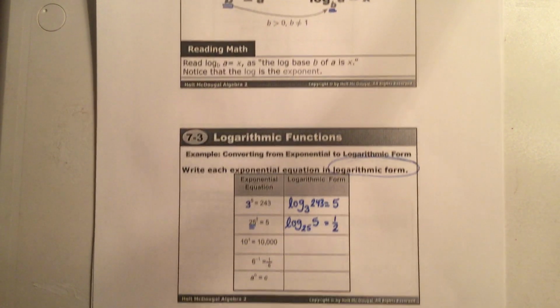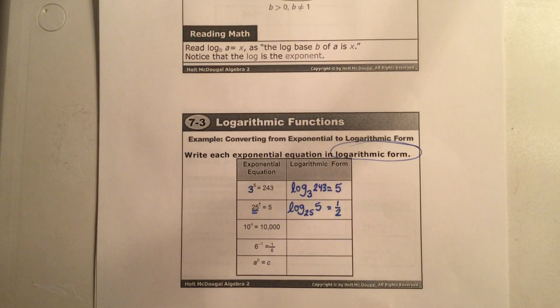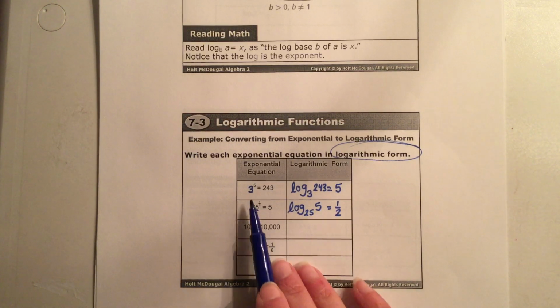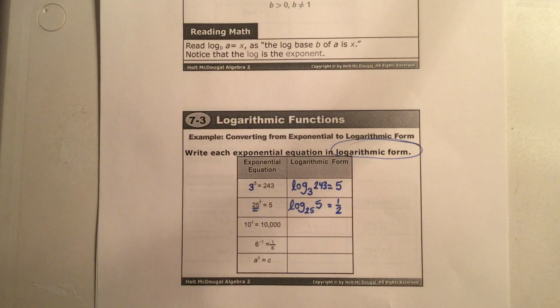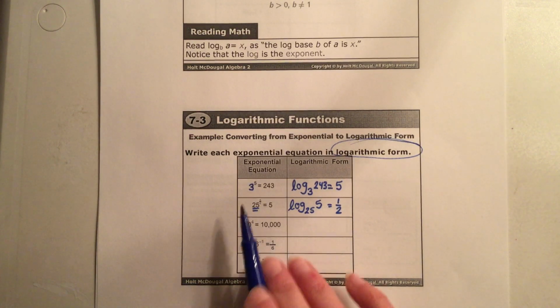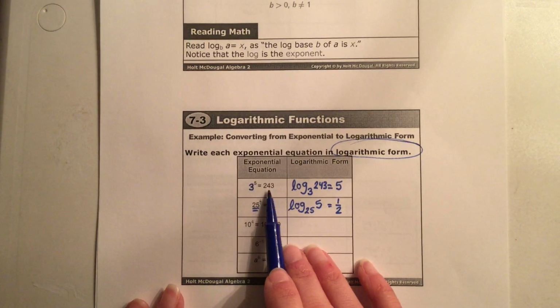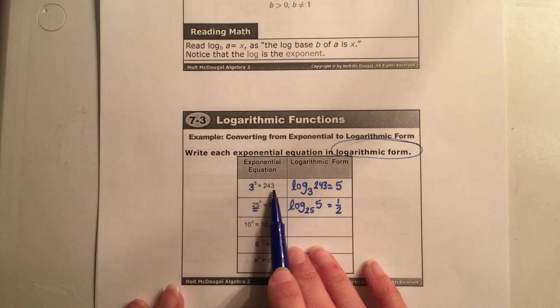So the first few I have done for you. When I printed out the notes, for some reason this little 3 was really, really light. So you might be able to see it in your notes. In mine, it was really barely there. So this is 3 to the power of 5, and it equals 243. Okay, so this is an exponential equation.